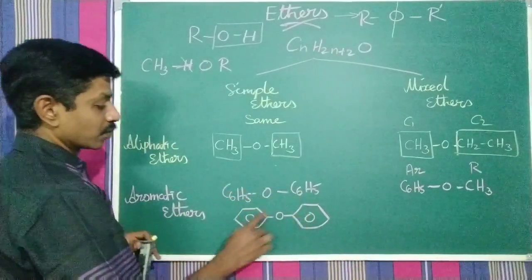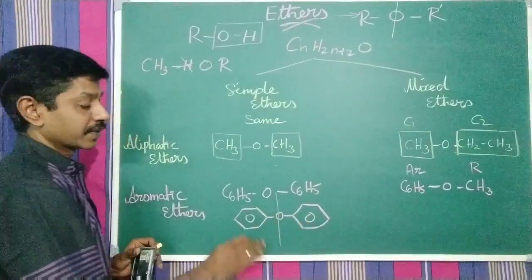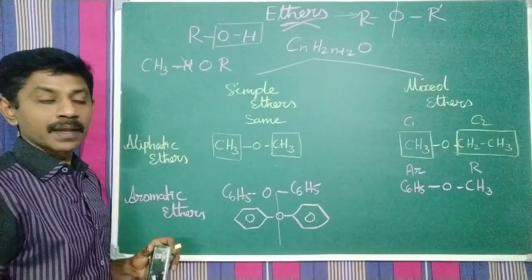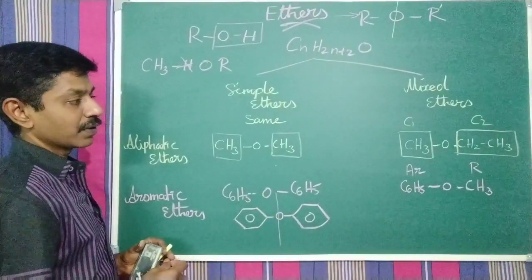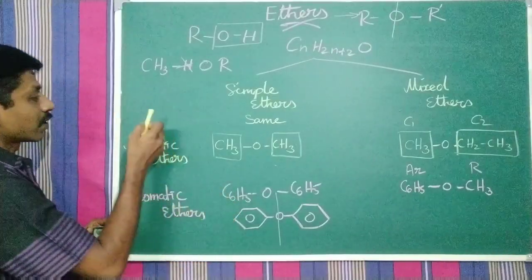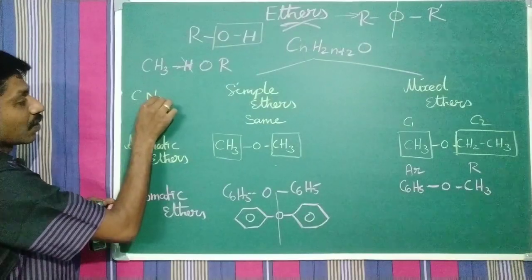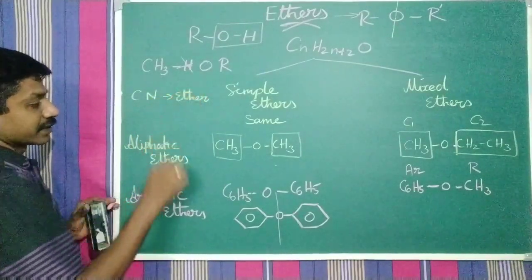Here the groups attached on both sides are the same, and the molecule is also symmetrical. Then it is called a symmetrical ether or a simple ether. And if you closely look at the naming of all these compounds, in a common name, the name of the compound ends with ether, full word ether.